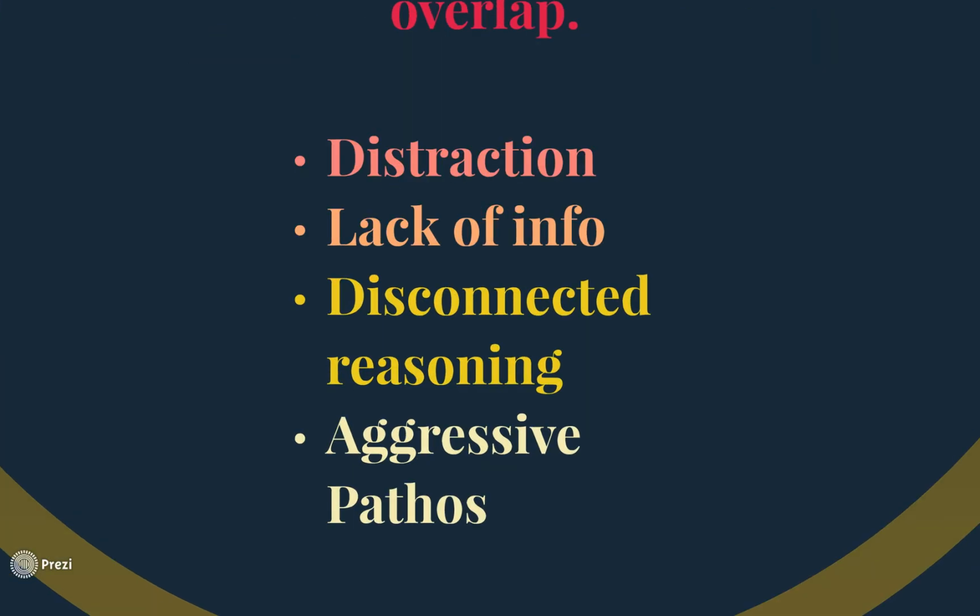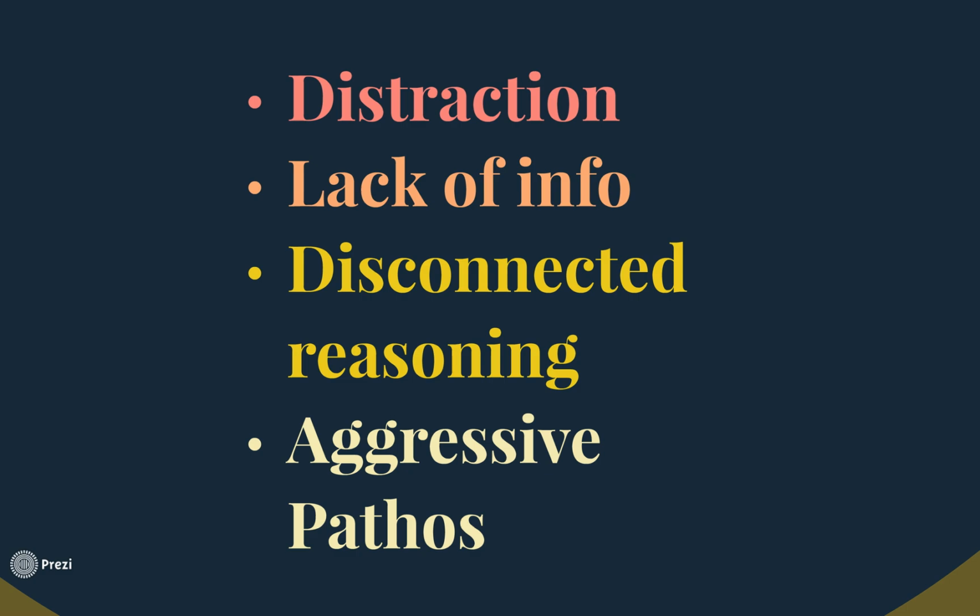So the main things that we're looking for, if we broke it down, are when an opponent is trying to distract you, when there's a lack of information or lack of good information, when the reasoning is just totally disconnected, but often they use distraction to keep you from identifying that there is a break in that logic, or really aggressive pathos, because we know how powerful pathos is.